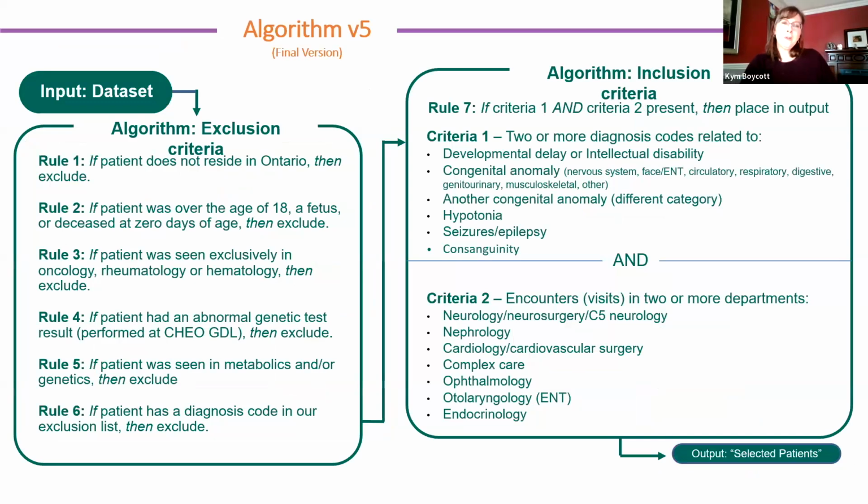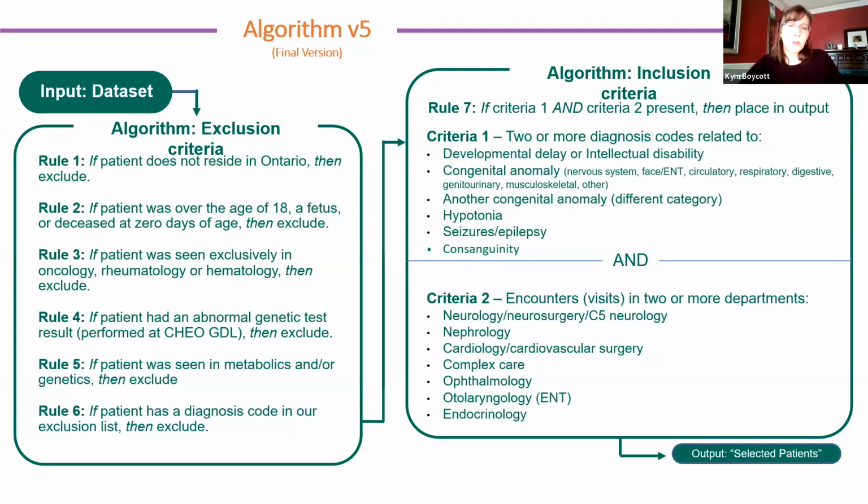And so this is what the algorithm looks like if you bring it down to something quite simplified. It's really essentially just a set of rules that are currently functioning. And the biggest set of rules on the left-hand side, there's 6 there, are the exclusion rules. And these are very important. So you have to live in Ontario. You have to be under 18 and not a fetus. If the patient was exclusively seen in any of oncology, rheumatology, or hematology, then they were excluded.